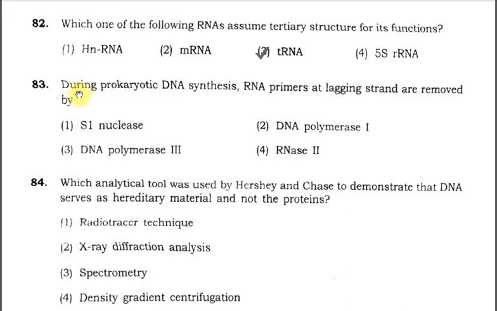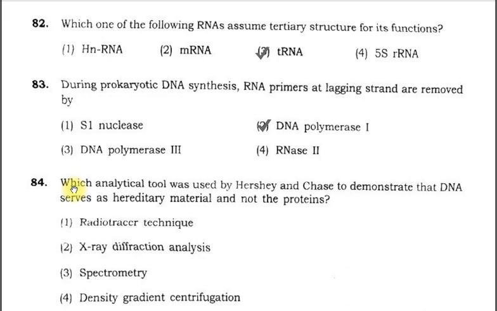Question number 83. During prokaryotic DNA synthesis, RNA primers at the lagging strand are removed by option 1, S1 nuclease. Option 2, DNA polymerase 1. Option 3, DNA polymerase 3. Option 4 is RNase 2. So out of this, the correct option is the enzyme DNA polymerase 1. The option number 2 is correct. The DNA polymerase 1 removes the RNA primers by exonuclease activity, and these are then replaced by DNA.